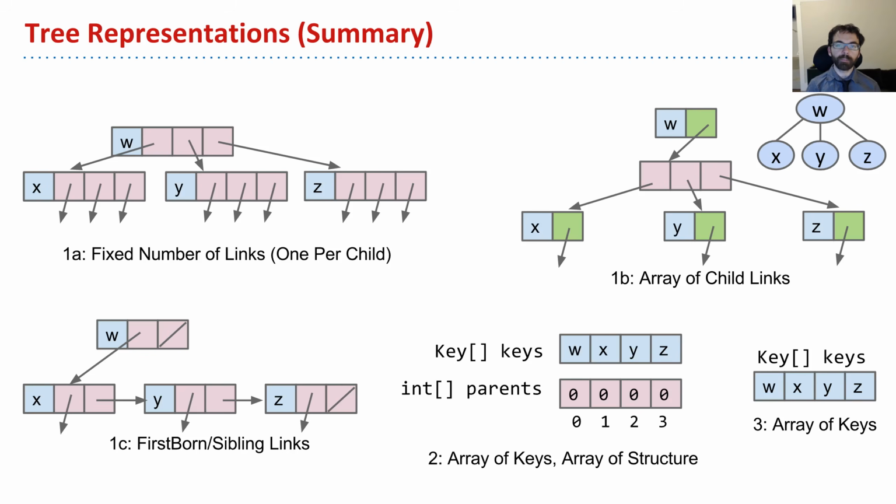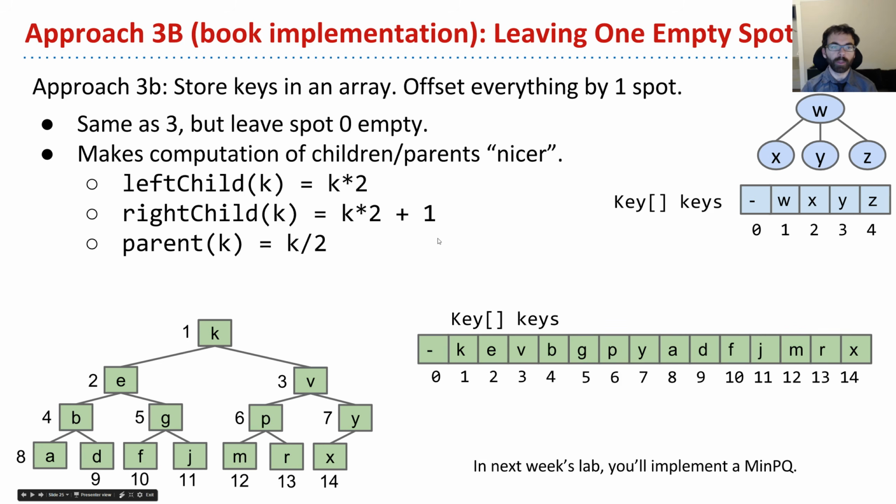Now, as it happens, the implementation used in our book is actually none of these. We use a very similar approach to 3, I'll call it 3b here, where we leave one empty spot at the front. The idea behind this is it just makes the computation of the parents and the children a little nicer, and you use a little extra space.